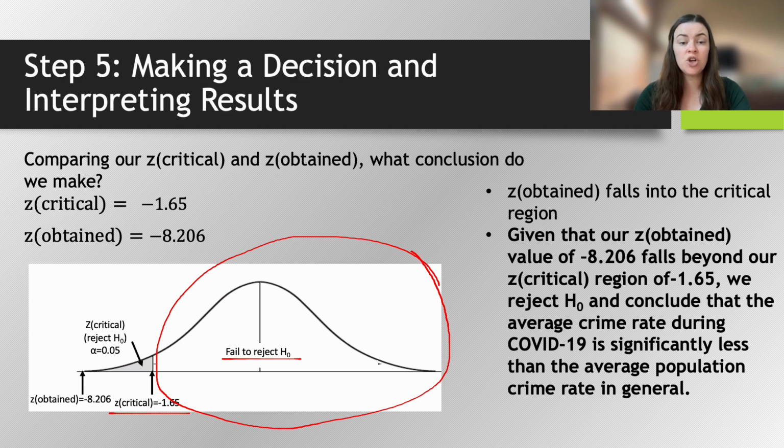Because of that, we can interpret this now using this bolded language again of our shell here, of how we would interpret this within the context of the problem. So we can say something along the lines of, given that our Z obtained value of negative 8.206 falls beyond our Z critical region of negative 1.65, again, we are more negative than our cutoff point, we reject H0, which is our null hypothesis, and conclude that the average crime rate during COVID-19 is significantly less than the average population crime rate in general.